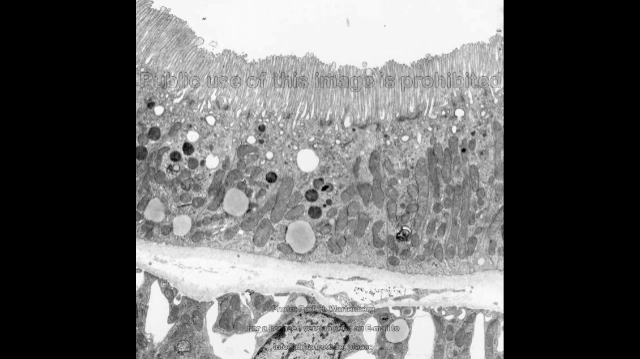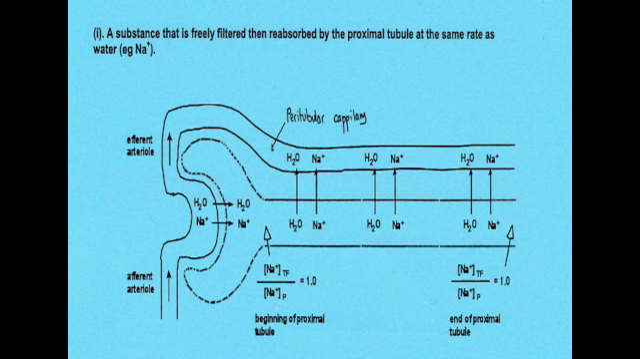So if our TF over P ratio equals 1, then either there has been no reabsorption of the substance or reabsorption of the substance has been exactly proportional to the reabsorption of water. So say for example, if TF over P for sodium equals 1, then the sodium concentration in our tubular fluid is identical to the sodium concentration in our plasma.